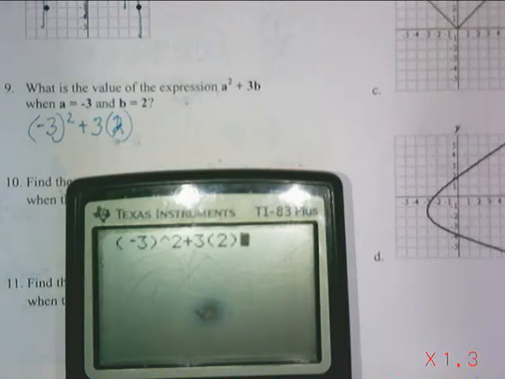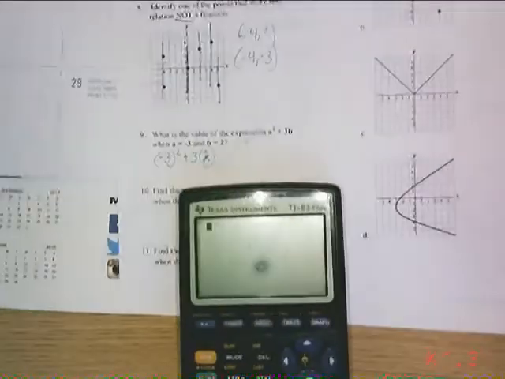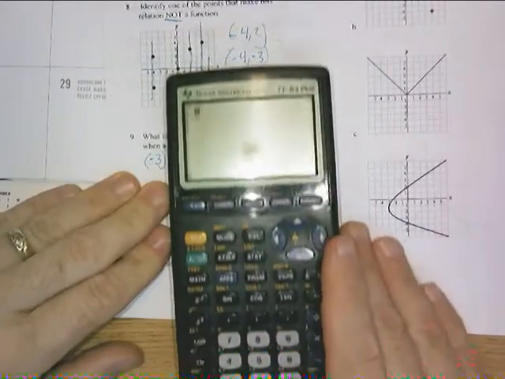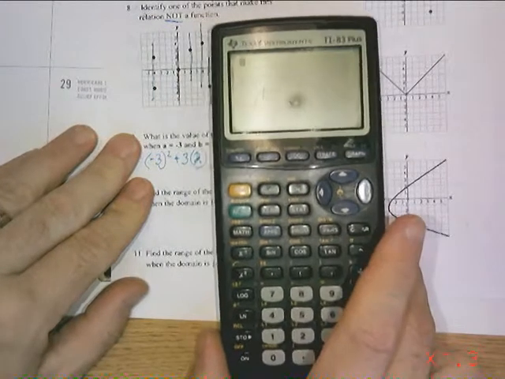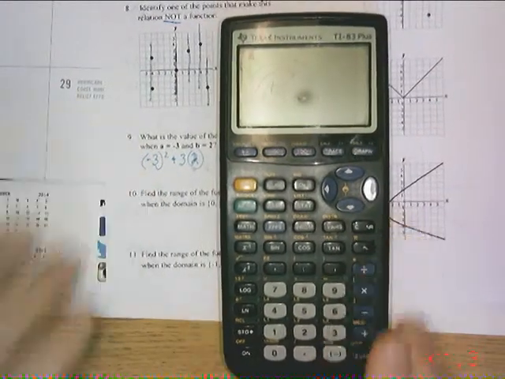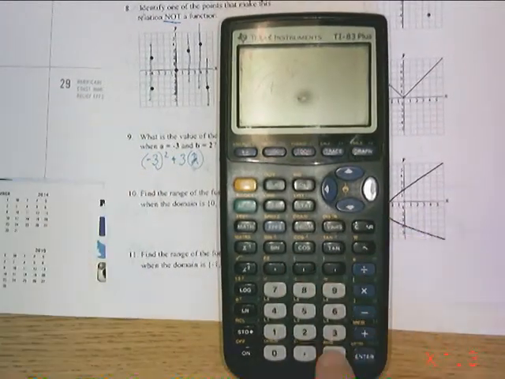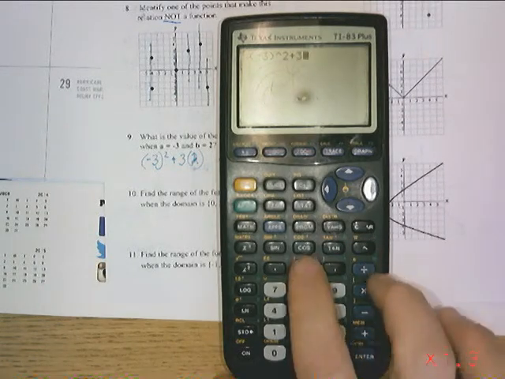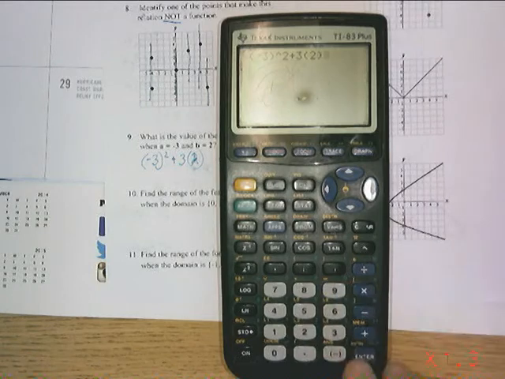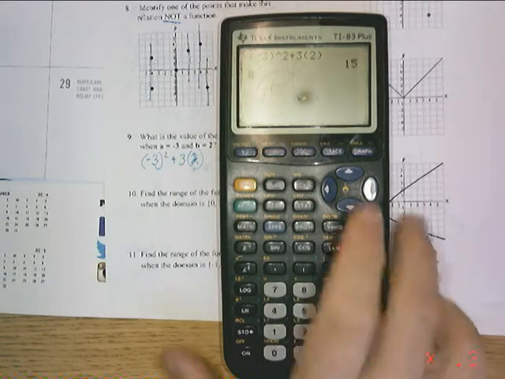All right, let's put it in the calculator like that. Negative 3 squared plus 3 times 2. Let me do that again so you can see. I'm still new with the calculator. Negative 3 squared. Put the negative 3 in parentheses. The square goes outside the parentheses. And 3 times b is 3 times 2. Okay, it's 15.